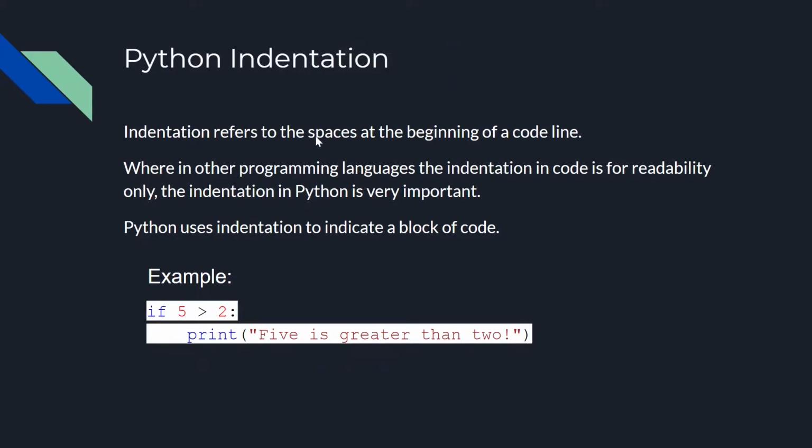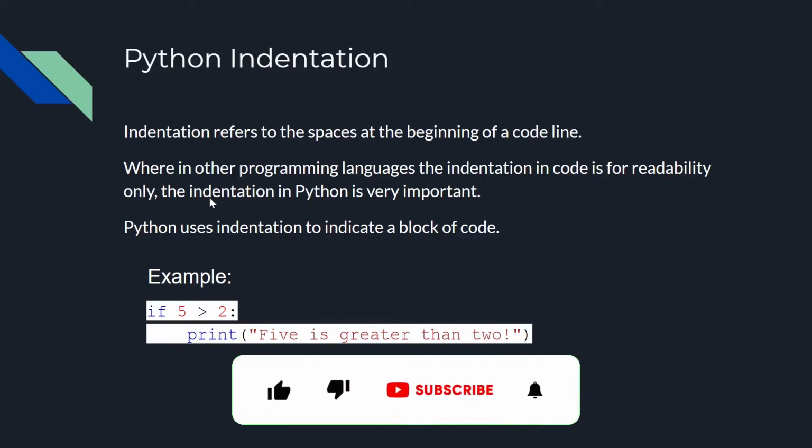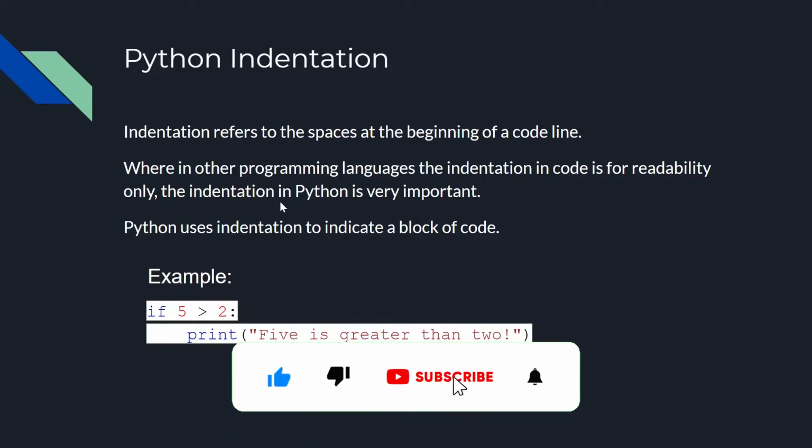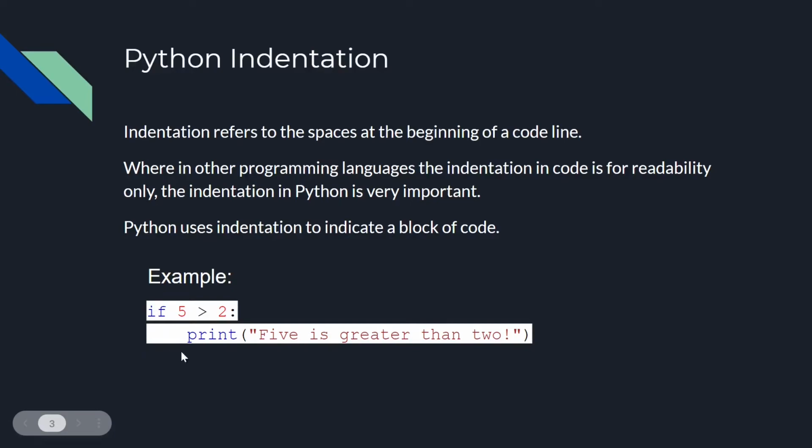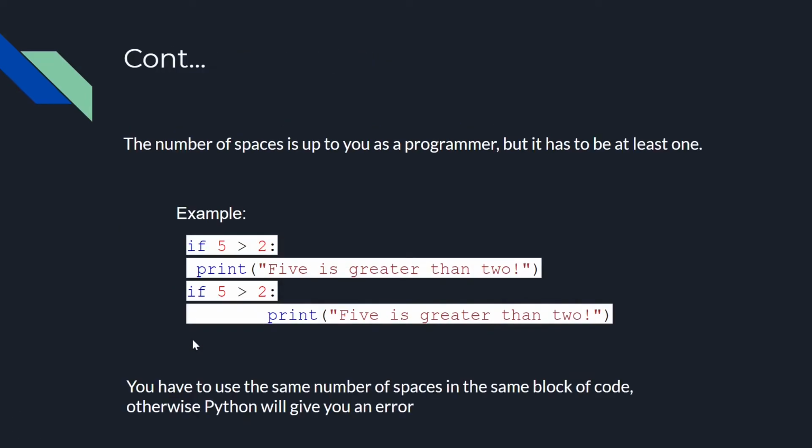Python indentation. Indentation refers to the spaces at the beginning of a line of code. In other programming languages, the indentation in code is for readability only. The indentation in Python is very important. Python uses indentation to indicate a block of code. Example, if we see here, if 5 is greater than 2, then we added 4 spaces, which makes its indentation. The number of spaces is up to you as a programmer, but it has to be at least 1. You have to use the same number of spaces in the same block of code, otherwise Python will give an error.